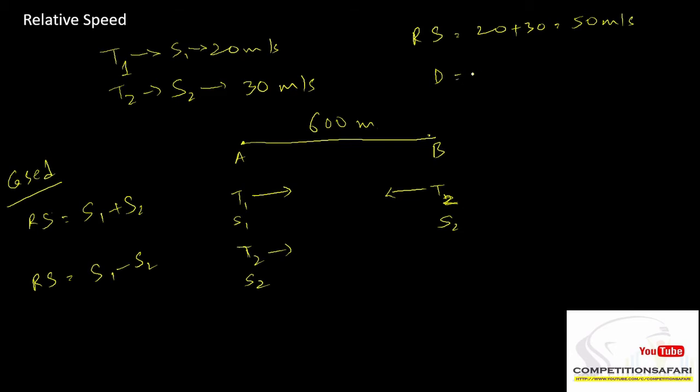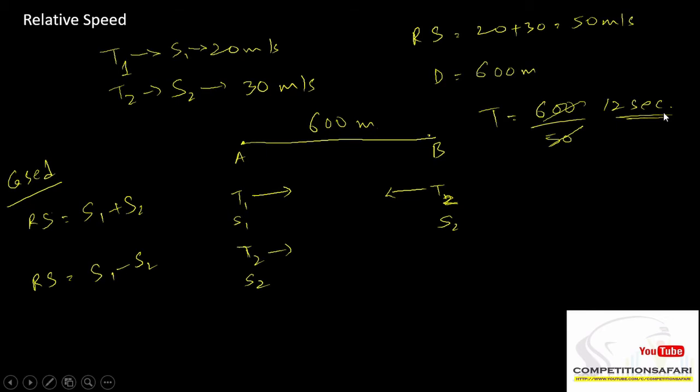The total distance they are covering is 600 meters. So the time taken for crossing each other is 600 by 50. So after 12 seconds, they will cross each other. Just remember one thing: if the objects are moving in opposite directions, add the speeds. If they are moving in the same direction, subtract the speeds.